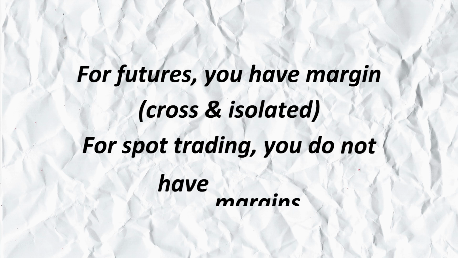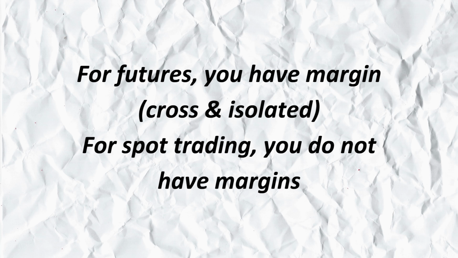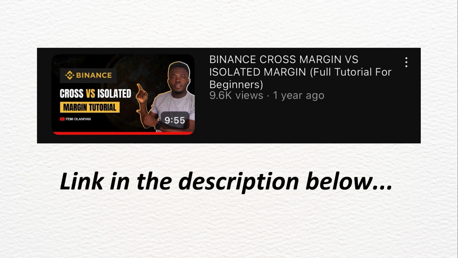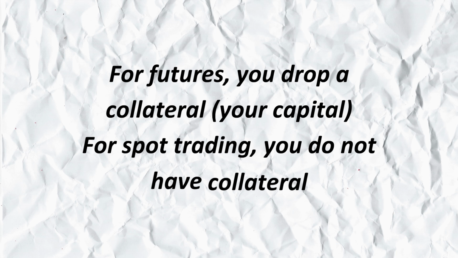The next difference is that for futures trading, you have what is called margin, and there are two types: cross margin and isolated margin. For spot trading, there's nothing like that. I also have a full video dedicated to explaining the differences between cross margin and isolated margin. I'll also put the link to that video in the description below. Another difference is that for futures trading, there's a collateral you drop to take the trade, and if you lose the trade, you forfeit your collateral. Your collateral is the amount you are dropping from your own wallet to trade. While for spot trading, there's nothing like collateral.